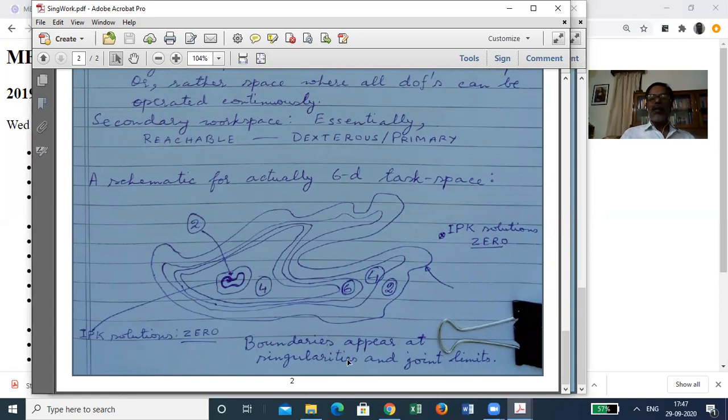So boundaries appear at singularities and joint limits, and not only the outer boundary. At the outer boundary, at the extreme reach point, you have only one configuration of the inverse position kinematics. You come just inside, and in these locations you will typically get two solutions of the inverse position kinematics. Basically, what really happens is that as you slowly change it like this, at an extreme point these two solutions merge together, and beyond that those two solutions become complex.